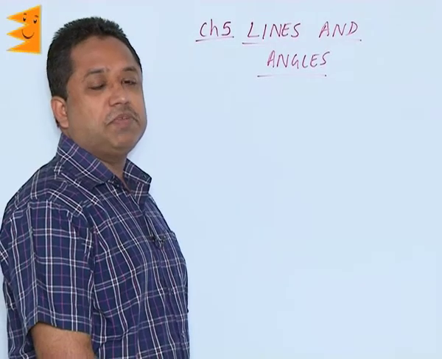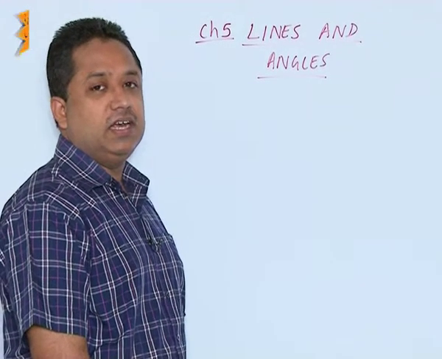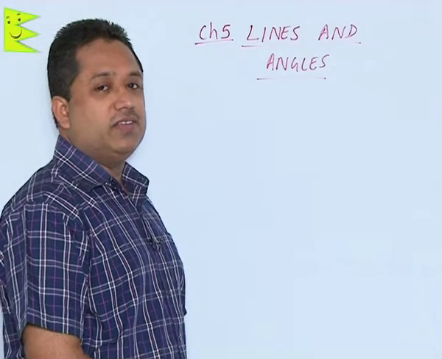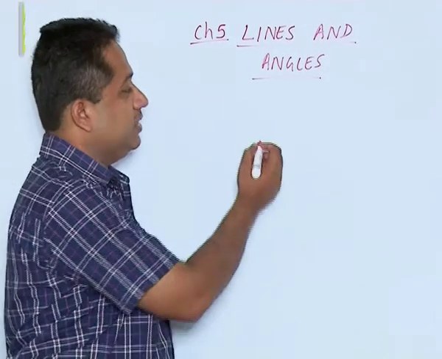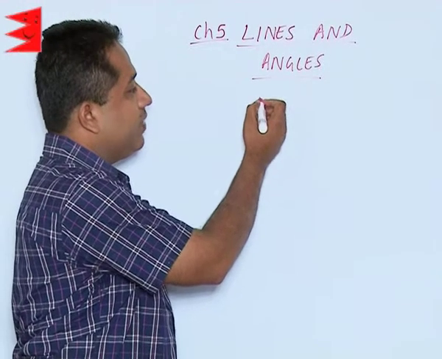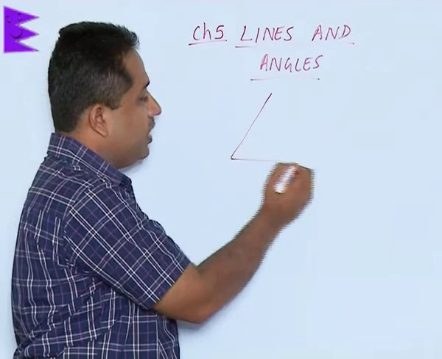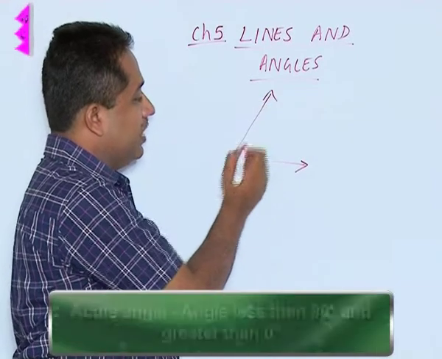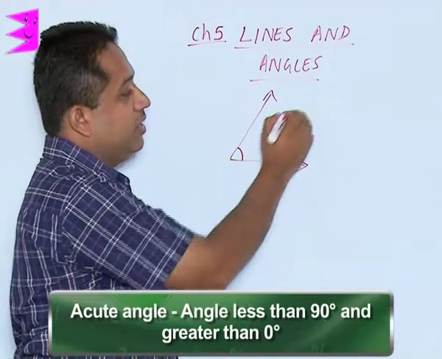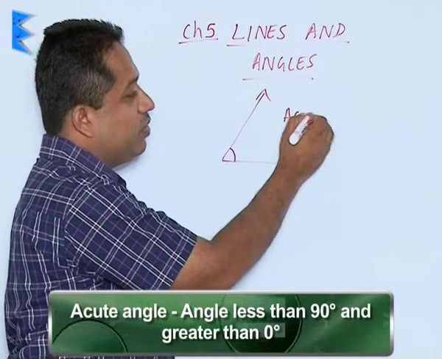We begin with chapter 5, that is lines and angles. Now, we are going to understand the different types of angles. What are the different types of angles you are already aware of? You are aware of what an acute angle is. An acute angle is an angle which is less than 90 degrees, more than 0.